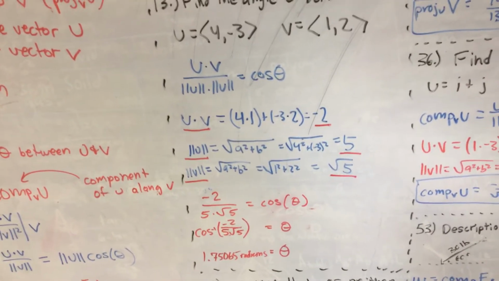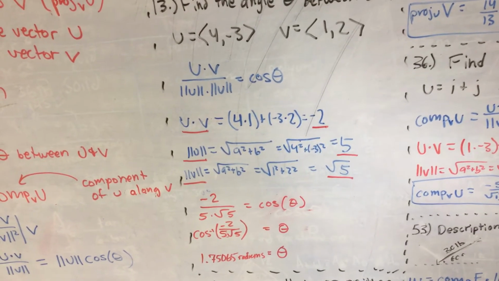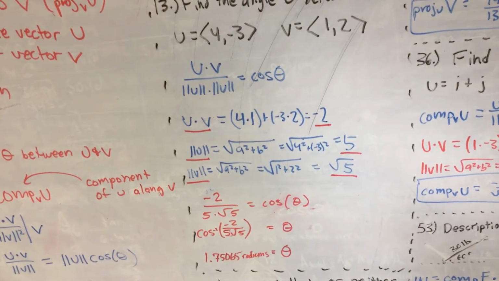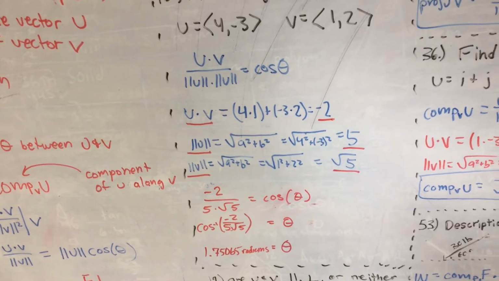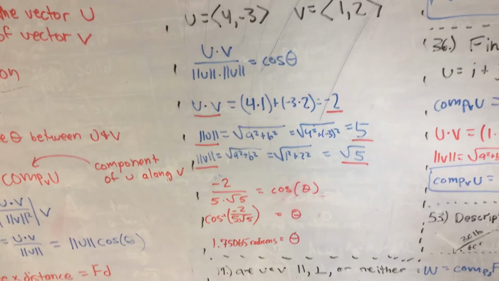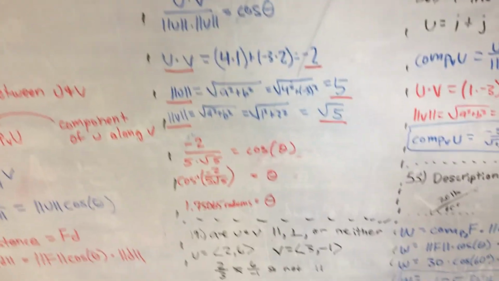Boom. You should notice something. This answer's in radians. Make sure that when you're finding the angle between vectors, unless it explicitly states that it wants degrees, you should be in radians.